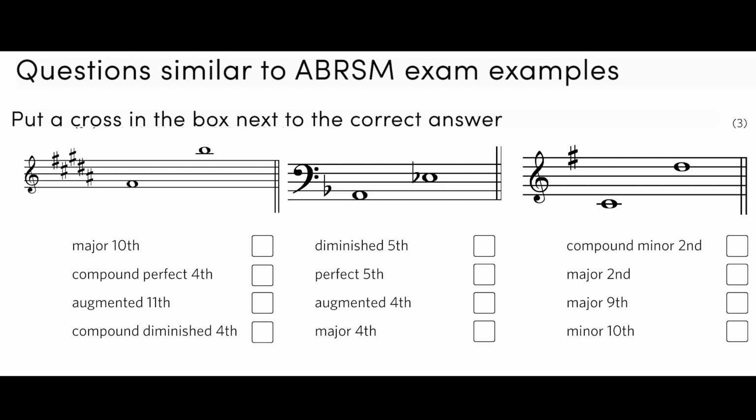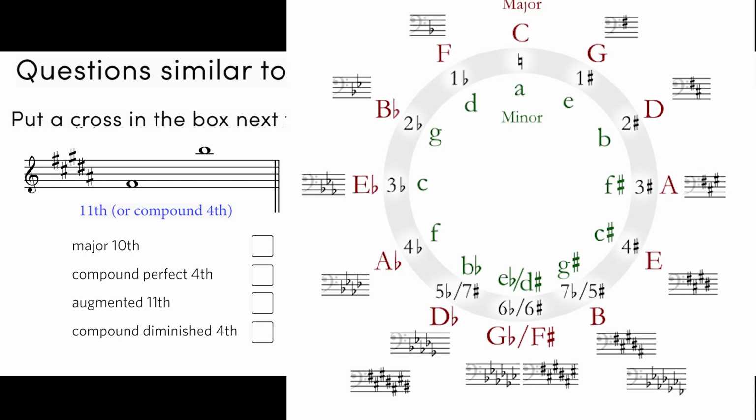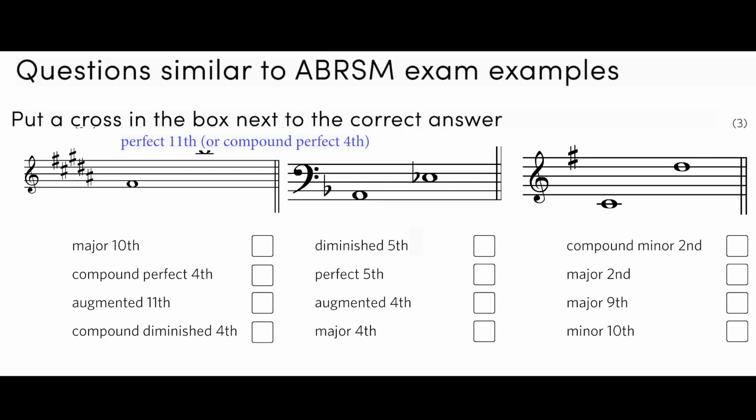In the first example, it's very easy to see. We can count the interval between the F sharp and the B. It's an 11th or a compound fourth. Is there a B in F sharp major? And the answer is yes, which means it's perfect. So that would be a compound perfect fourth or a perfect 11th.